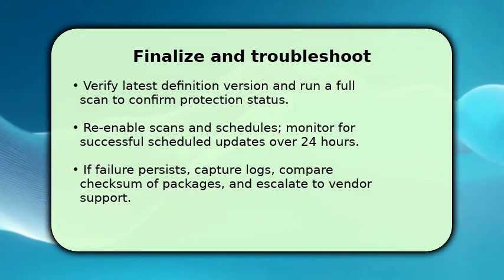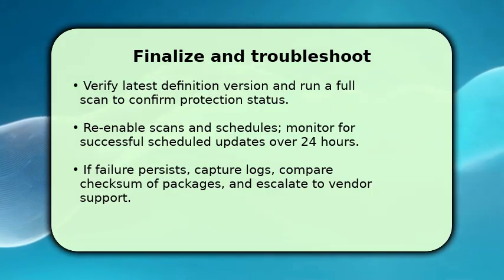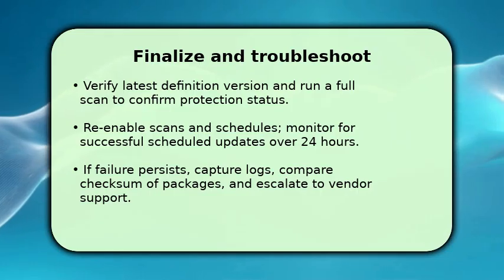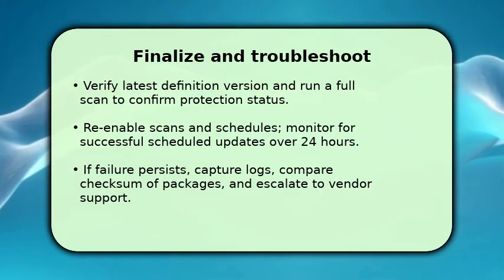If updates fail again, collect targeted logs, compare package checksums, and test an offline install to isolate network issues. One key tip: when all else fails, reproduce the failure on a clean test machine and include that evidence when escalating to vendor support so they can resolve the root cause faster.